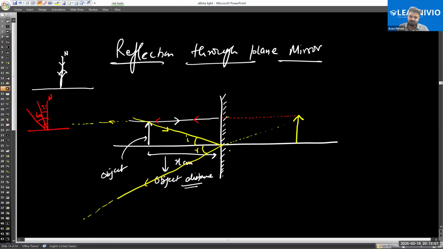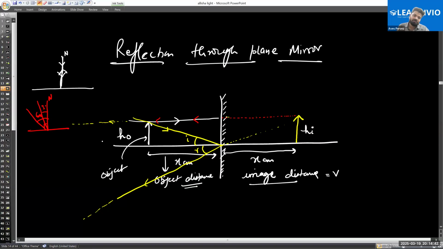And the distance at which it is going to form is the same. It is also equal to x centimeter, and this will be considered as the image distance, v. Are you getting my point? If this is the height of the object, then this is the height of the image. So the first characteristic of the image formed here is that the image will be formed at the same distance as the object is from the mirror. Got it?